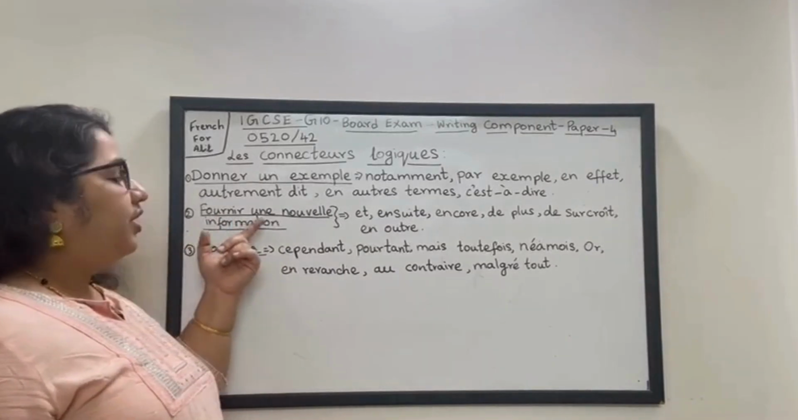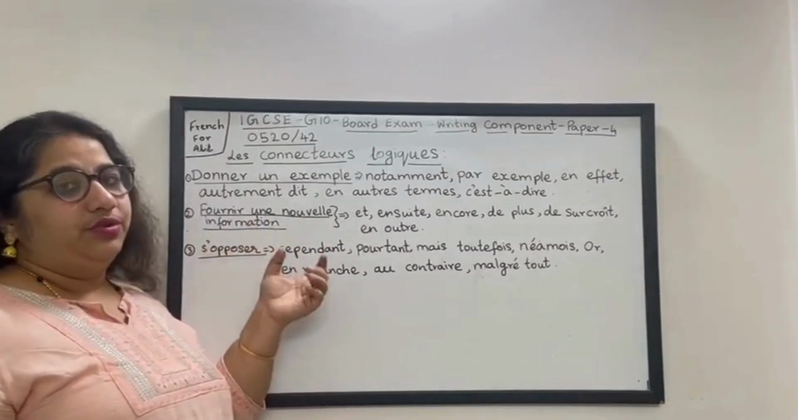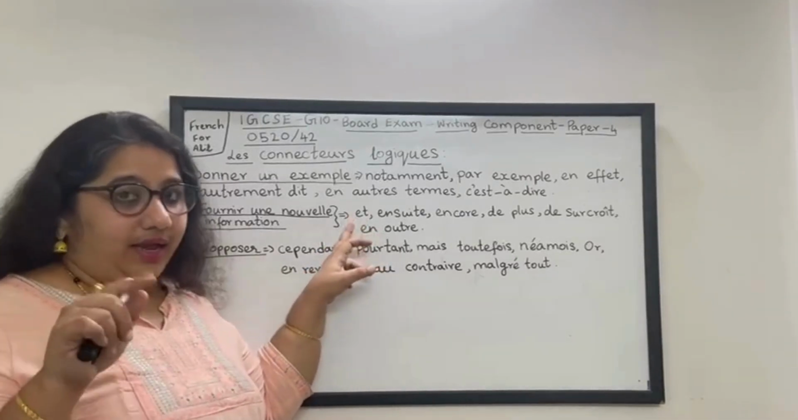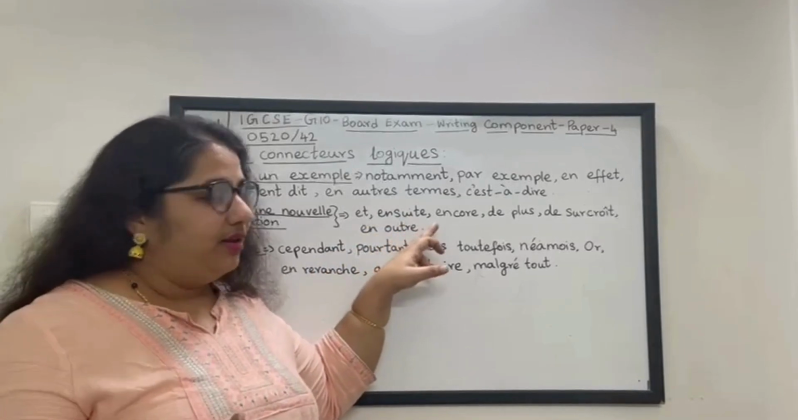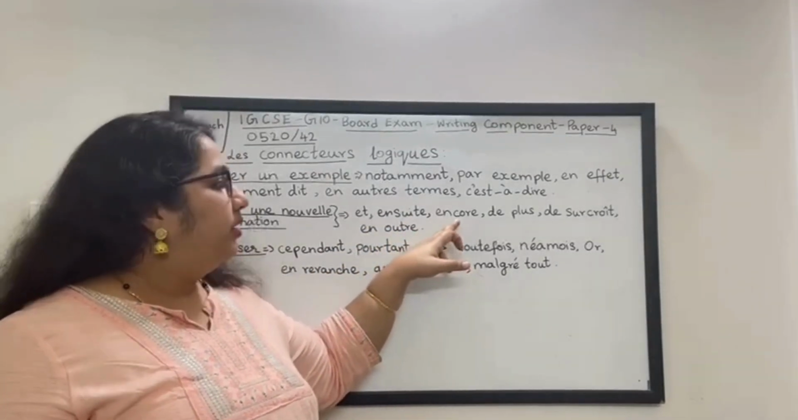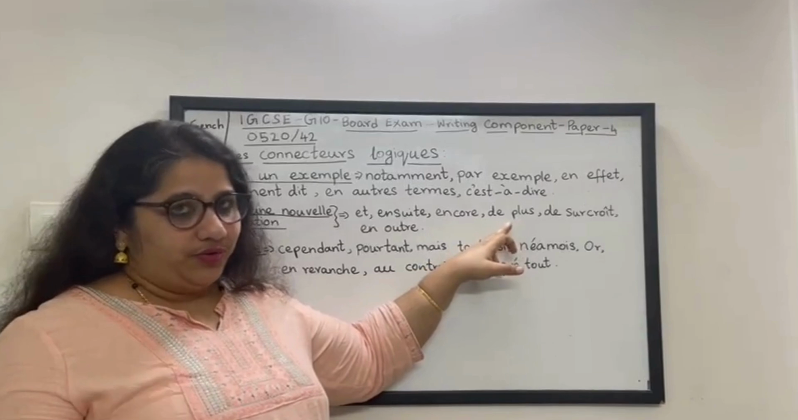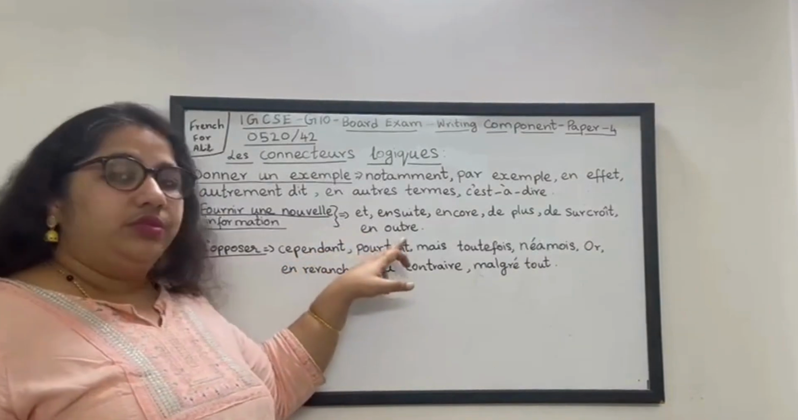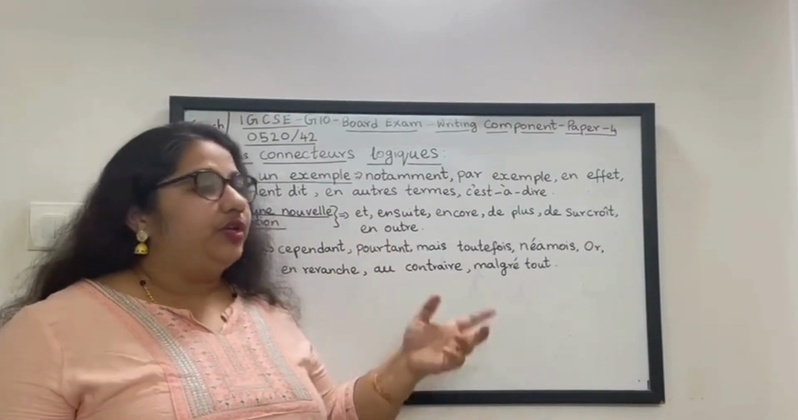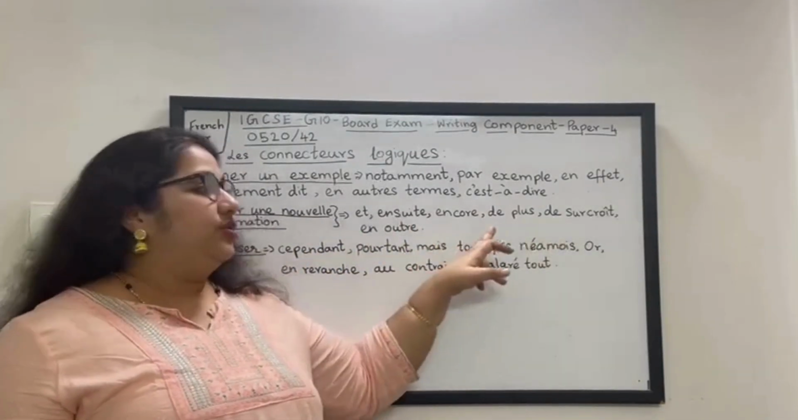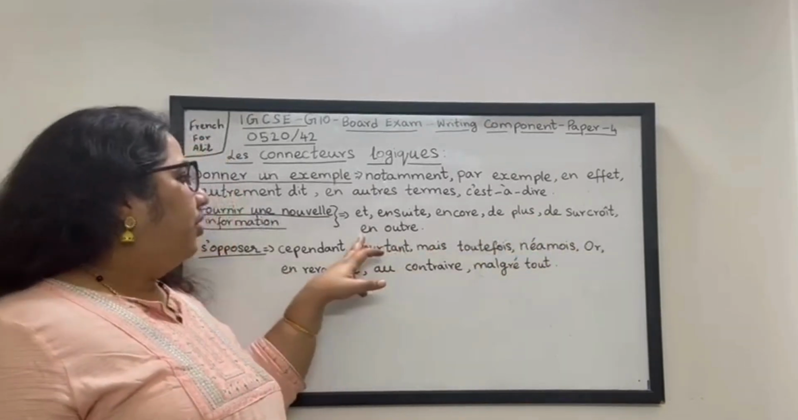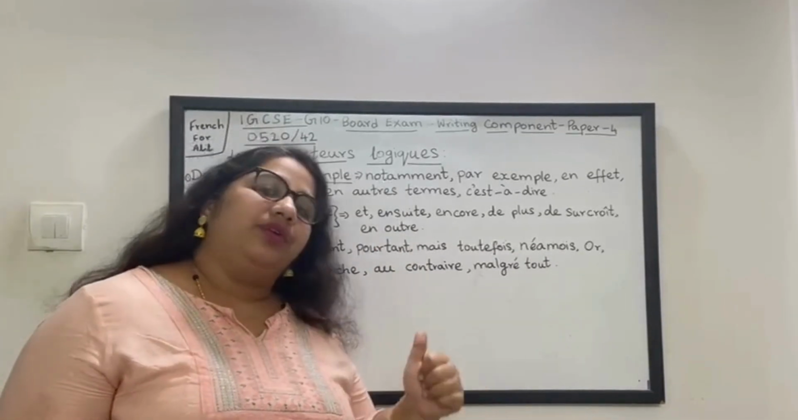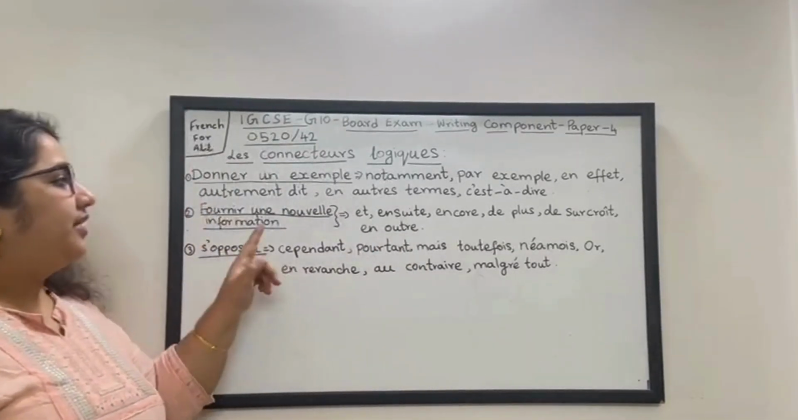Next part is fournir une nouvelle information, to provide new information to your text. So you will say et, and, ensuite, then, encore, more, de plus, moreover, de surcroît, moreover again, en outre, it's again to say moreover in a different version. These three, students, de plus, de surcroît, en outre, have the same meaning, to say moreover. So to add additional information to your text, we use them.